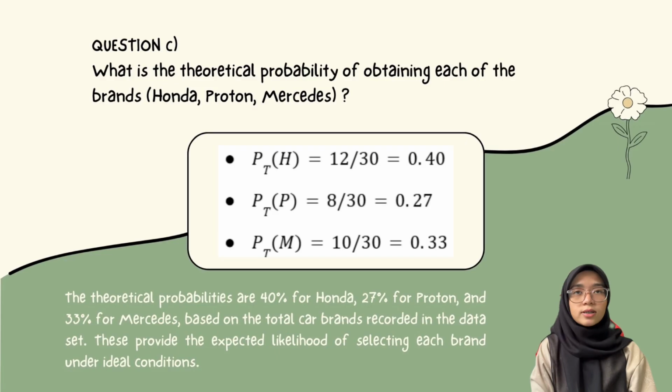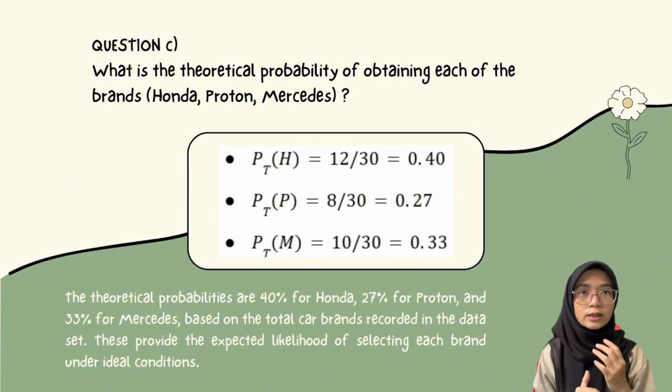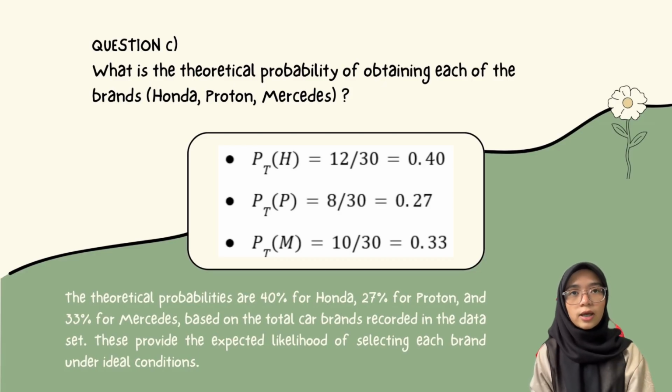Okay, next question C. What is the theoretical probability of obtaining each of the brands, which is Honda, Proton and Mercedes? So to get the theoretical probability, we have to divide the total of the specific brand by the sum of the total, which is the total population. So first, for Honda, the theoretical probability is 12/30, which is 0.4. And for Proton, the theoretical probability is 8/30, which is 0.27. And lastly, for Mercedes, the theoretical probability is 10/30, which is 0.33.